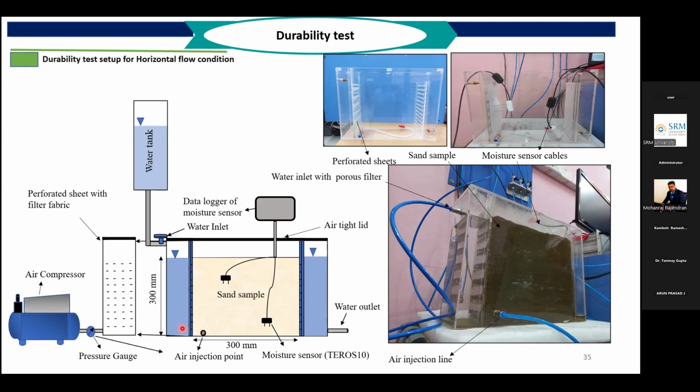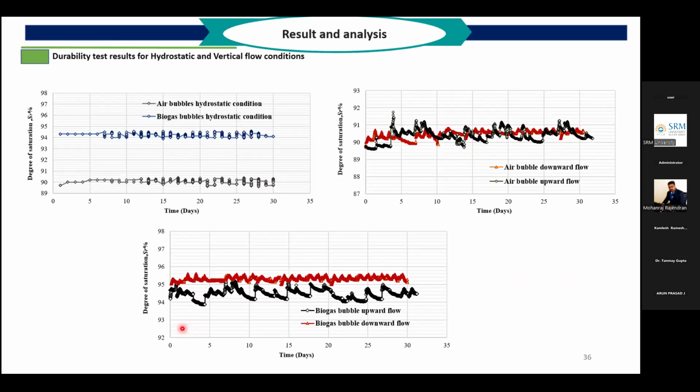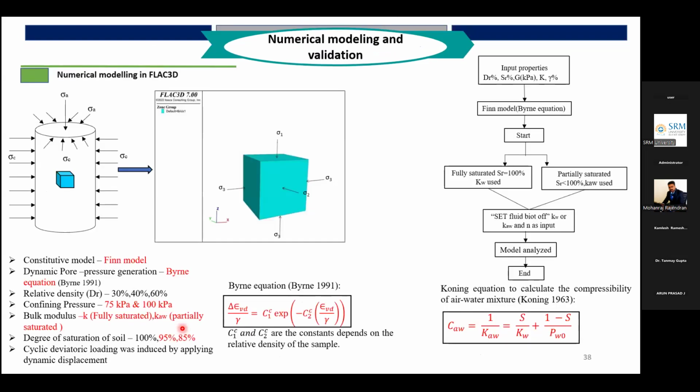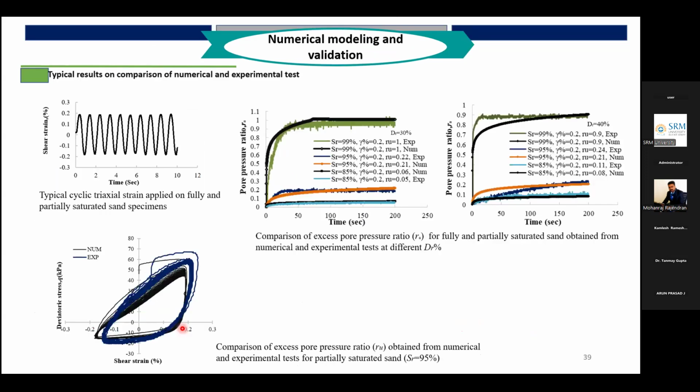We want to retain the accumulated air bubbles for a longer period; they should not burst. So the durability aspect was studied for up to 1 month. The fluctuation is more or less the same, not much variation except in a few places, for both the air injection as well as biogas. We also checked with varying temperature, considering the field condition, and there is not much variation. So this we have extended to a film analysis. Flat, I'll just skip this.